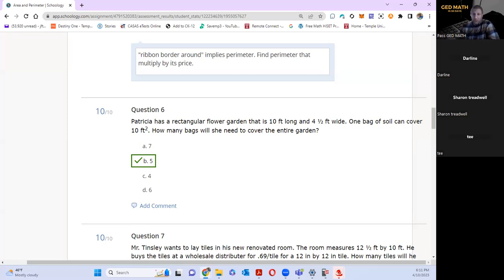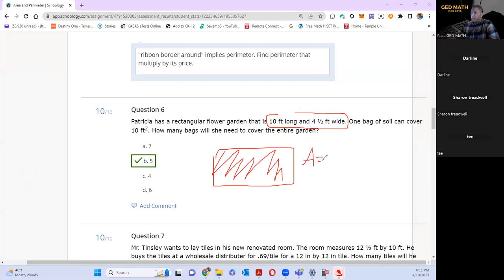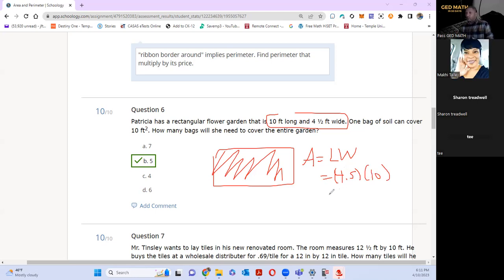Okay, so first of all, you have to find the area because it says to cover the garden. So that means inside, that's area. So area equals length times width. So 4.5 times 10. When multiplying by 10, we're just moving the decimal one place to the right. So the area of this flower garden was 45 square feet. Each bag of soil covers 10. So we have to divide.